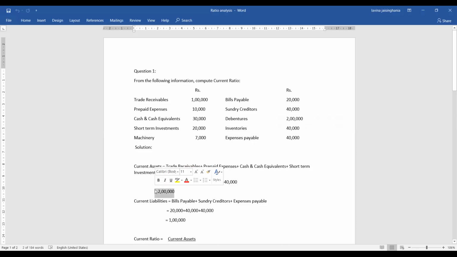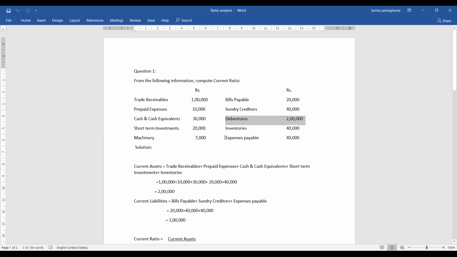Done. Now what do you want? Current liabilities. Here, machinery was an asset. Bills payable is part of current liabilities, yes, so add bills payable. Sundry creditors is part of current liabilities, yes, so add sundry creditors. Debentures is a long-term liability. It is not part of short-term liability, so do not add it in current liabilities.